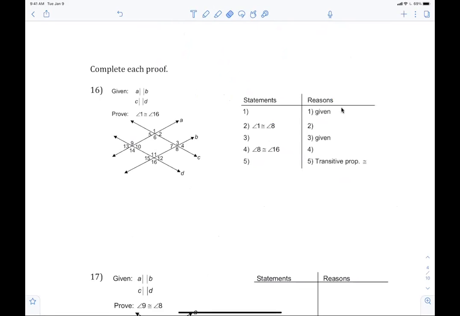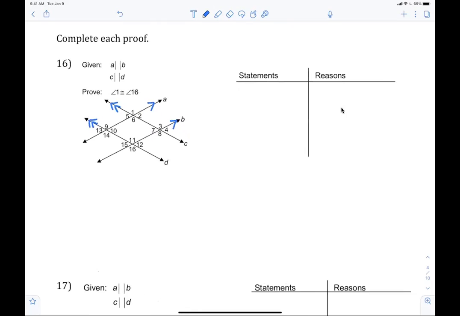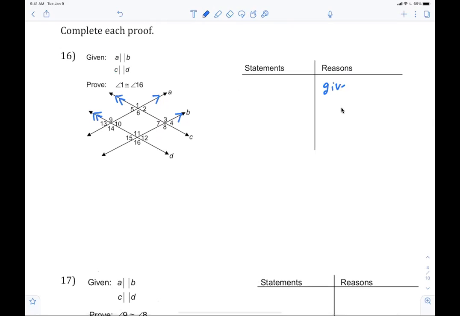All right, so let me just go through this whole thing. I just want to see what's up there. Okay, so now we have parallel lines, AB. Prove angle 1 is congruent to angle 16. All right, so let's go ahead. Someone help me with 16. A is parallel to B and C is parallel to D. Yeah, so we have the given.